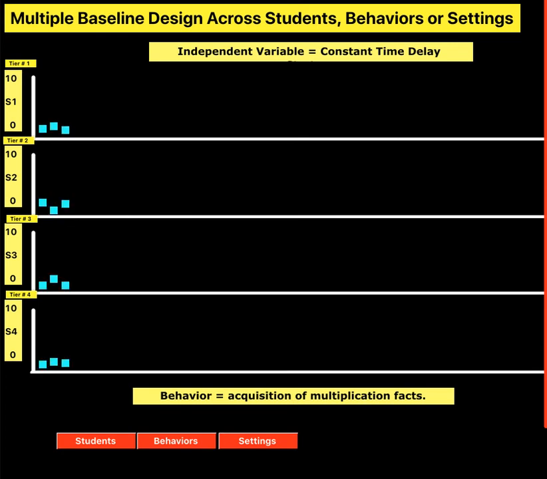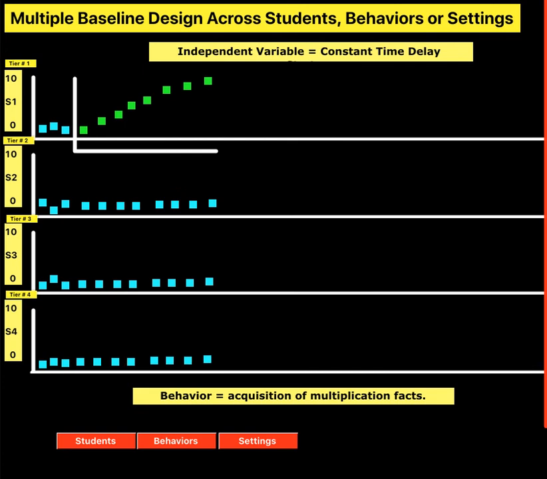And we'll take baseline data. So we've taken baseline data for all 4 students, and the data is stable in terms of its level, its trend, and its variability. Basically the 4 students obviously don't know the multiplication facts. Well, okay, now let's intervene.